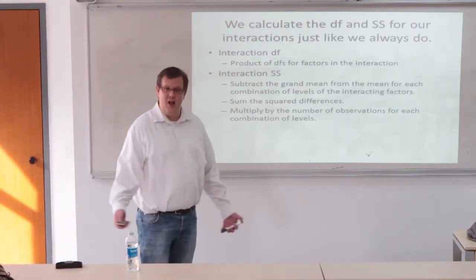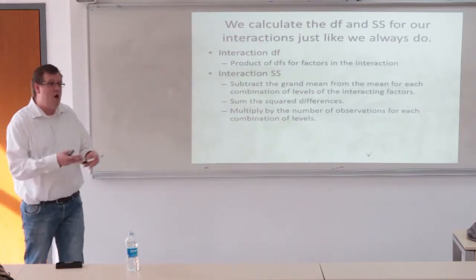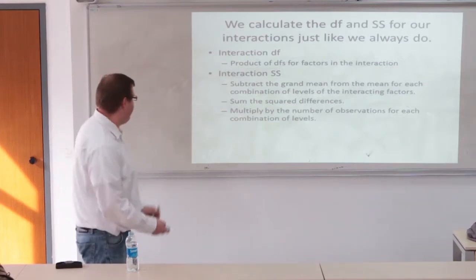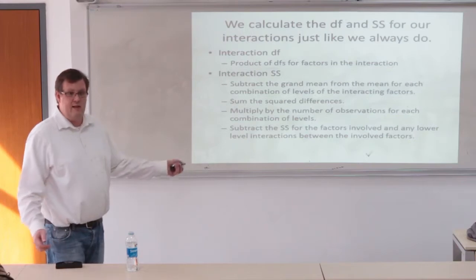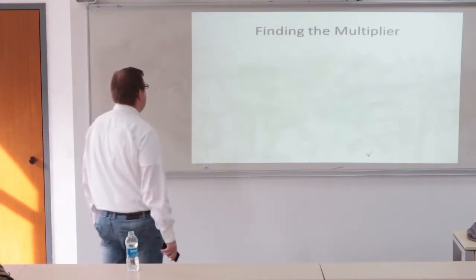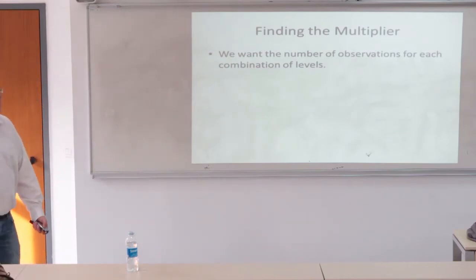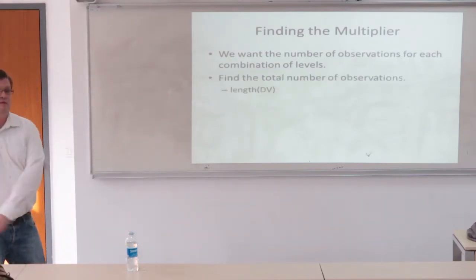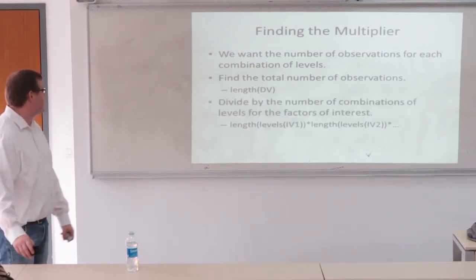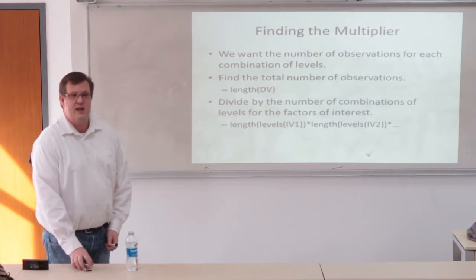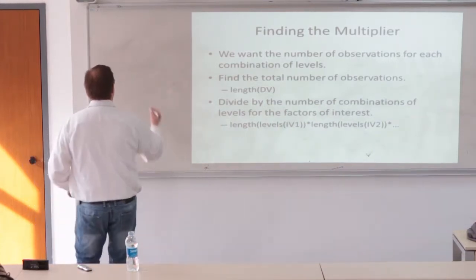We're going to subtract all of the sums of squares for the effects that are involved, and also for the lower order interactions of the factors that are involved in the interaction of interest. All right, we've done that before. This is the same thing here. Cool. Finding the multiplier, again, for the interaction, we want the number of observations for each combination of levels. We need to find the total number of observations. We've already talked about that. And we need to divide by the number of combinations of levels for the factors of interest.